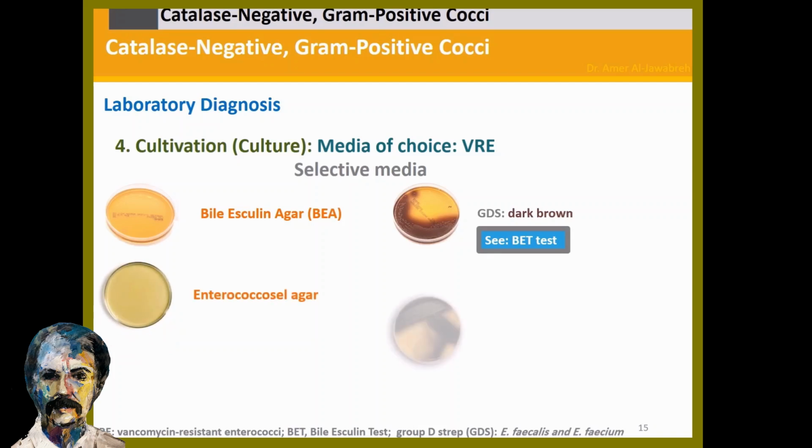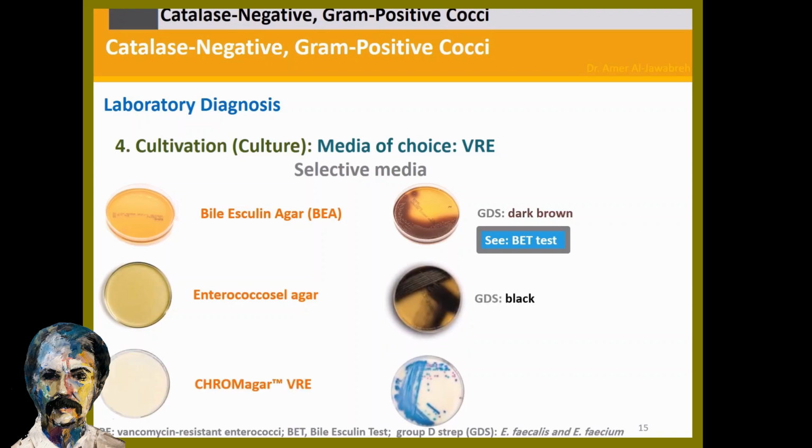Enterococcosel is a media or an agar where you see the enterococci black. You see the colonies not brown but black. If in the lab you are interested all the time in samples where you expect lots of enterococci, mainly faecium and faecalis, the most common, then you can buy one of them. You don't have to buy both. You can buy the one which you see better for you.